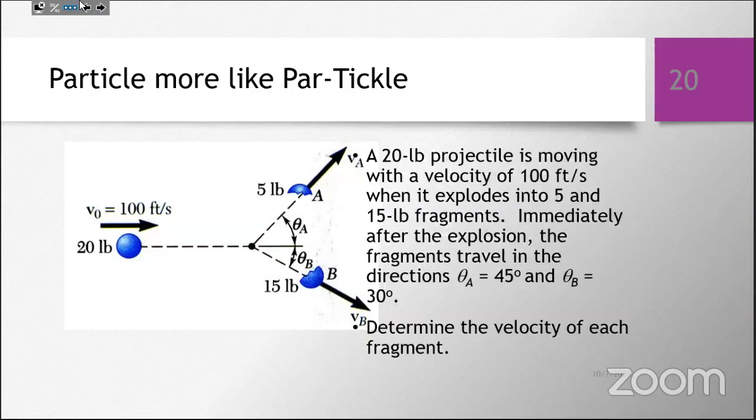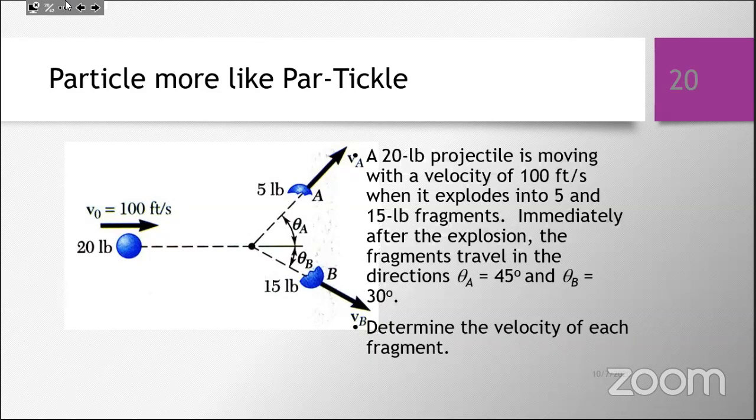All right, so let's try one. We've got a 20-pound projectile. It's moving with a velocity of 100 feet per second. All of a sudden, it explodes into 2 fragments, one being 5 pounds and one being 15 pounds. Immediately after the explosion, the fragments travel in the directions theta A at 45 degrees and theta B at 30 degrees. So we know these 2 angles. We want the velocity of each of the fragments.